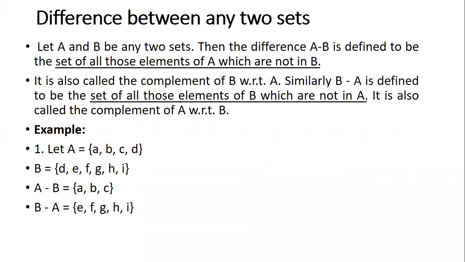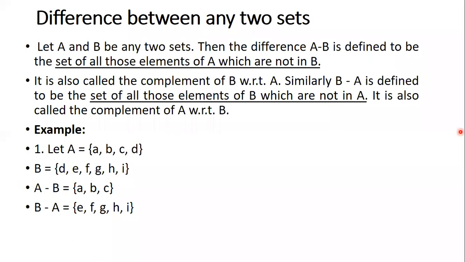Okay, now let us go to the next one, that is difference between the sets. So we understood union of sets, intersection of sets. Now we will understand the difference between the sets. Now let A and B be any two sets, then the difference A minus B is defined to be the set of all those elements of A which are not in B. Let us understand with an example, if not you'll get confused.